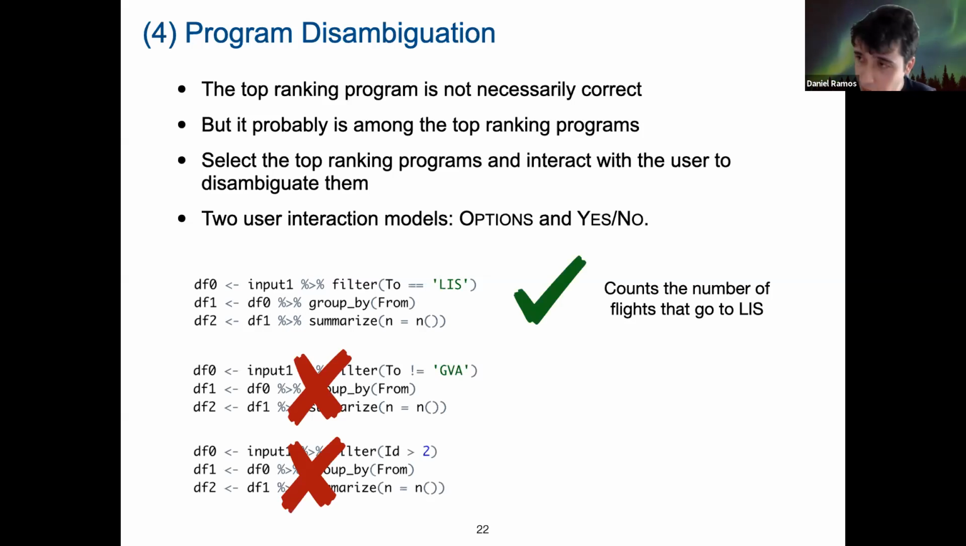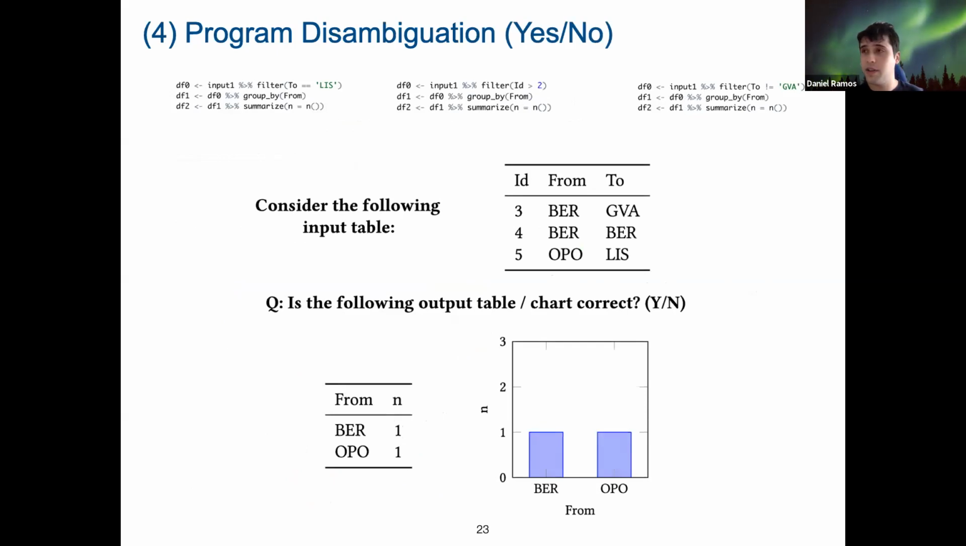And so to show you an example of a question that UNCHARTIT generates, for the yes or no interaction model, UNCHARTIT automatically generates this small test case. And here the user needs to look at the input table that UNCHARTIT generated and has to decide whether or not the computed output is correct for the program he desires.